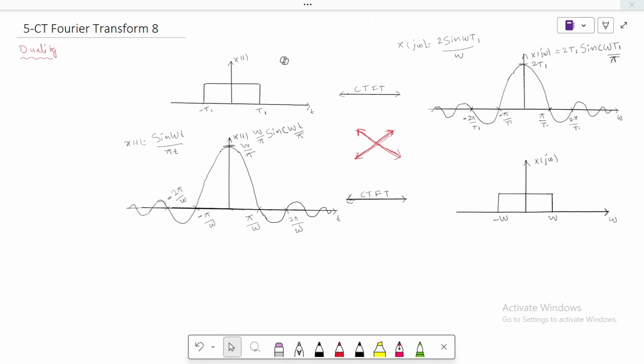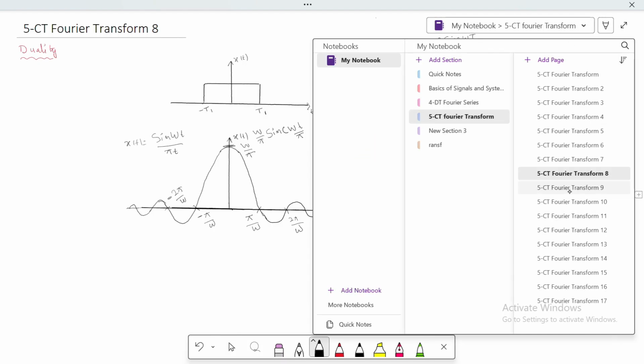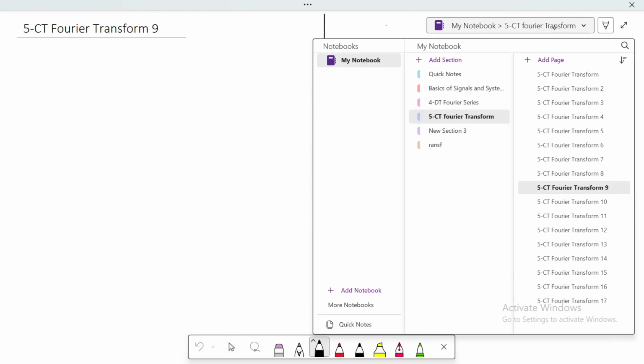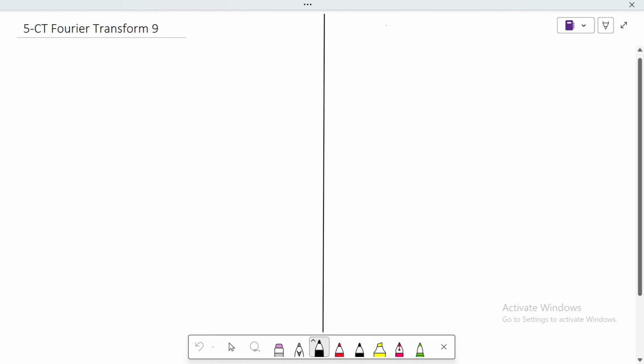So in this chapter, this is the third video. In this video, we are going to start the properties of the continuous time Fourier transform.